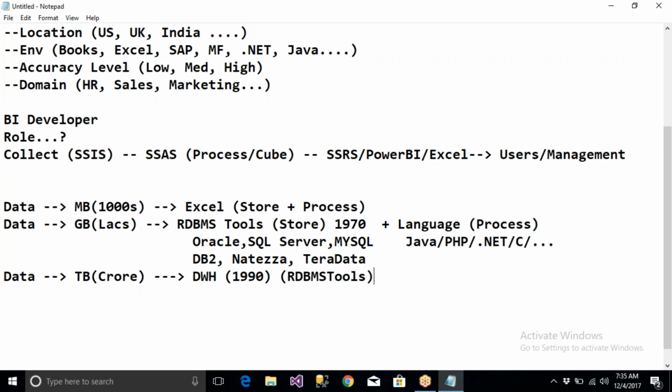So how will data warehousing be created with the help of these two tools? I have Oracle, I have SQL Server, or I have Netezza, I have Teradata. These are called data warehousing software, but they are RDBMS, right? You have to buy a large amount of hardware, and the same software you need to have.